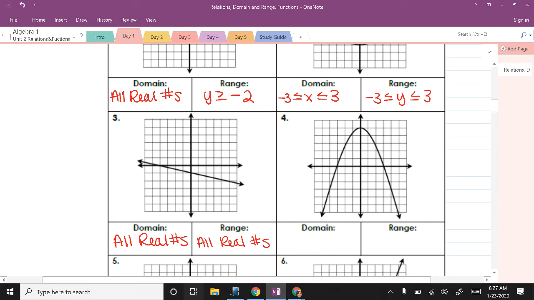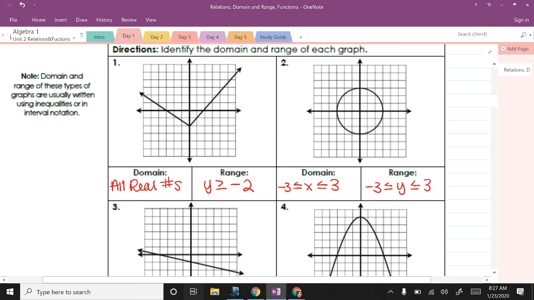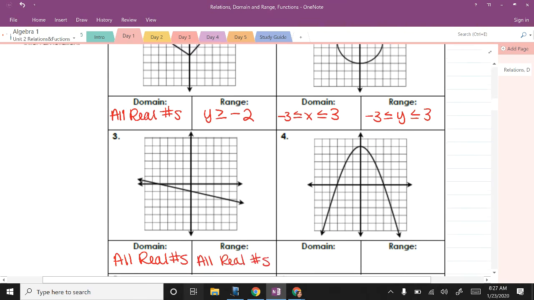Because it stopped right here and then went back up. It didn't keep going down. Does that make sense? It kept going out, but it didn't keep going down. Does that make sense? All right, look at number 4.